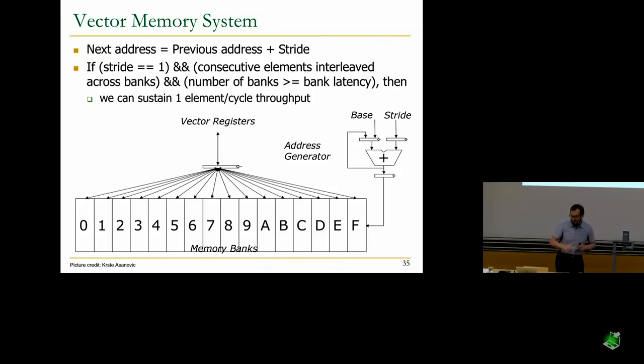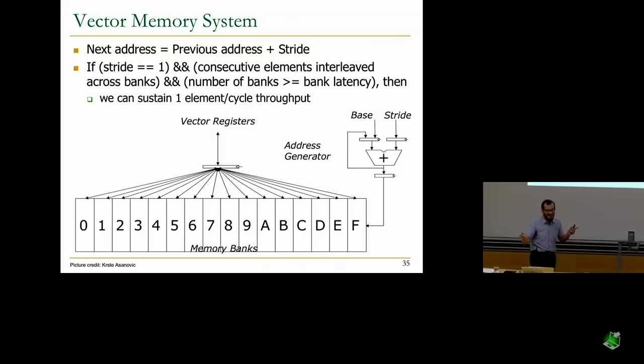So if your bank access latency is 11 cycles, which was the case in Cray-1, you need at least 16 banks. Well, you need at least 11 banks, actually. But 11 is not a nice number to stripe your accesses with if you're doing a binary numbering system, right? That's why you need 16 banks. This way, you can sustain one element per cycle throughput.